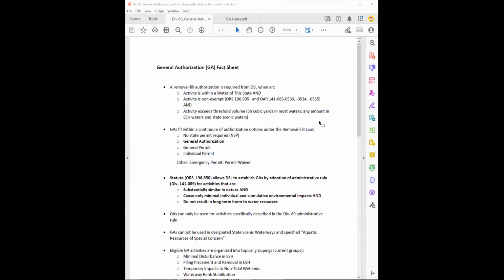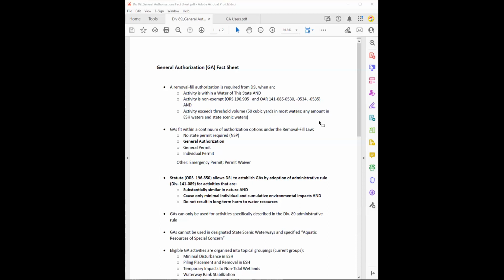Second, the activity has to be non-exempt. Statute offers roughly 14 exemptions under the removal-fill law. So if you are one of the exempt activities, you don't need to come knocking on our door. And then finally, the activity has to exceed a certain volume threshold. For most wetlands and waterways in the state, that threshold is 50 cubic yards, meaning if you're going to do less removal and fill combined in one of those wetlands or waterways, you don't need a permit from us.